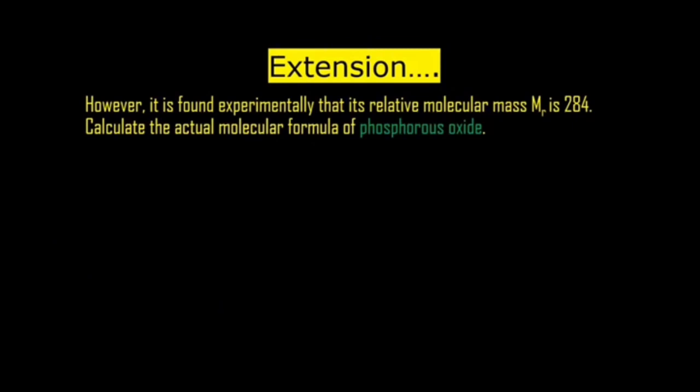The question continues. However, it is found experimentally that the relative molecular mass of the compound is actually 284. Calculate the actual molecular formula of phosphorus oxide. So that formula which we calculated is simply the simple ratio of the combining elements. That does not give us the right to say that it is the actual molecular formula. The actual molecular formula of a compound can only be found experimentally, whereas in this instance we have extended information or some extra data.